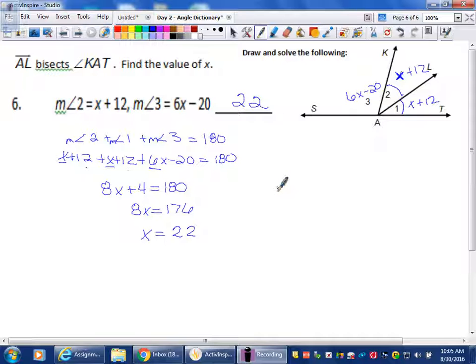Okay? Now, it's your turn to try and draw some angles based on the definitions we just went through, and to try some of the angle addition on the angle addition homework.